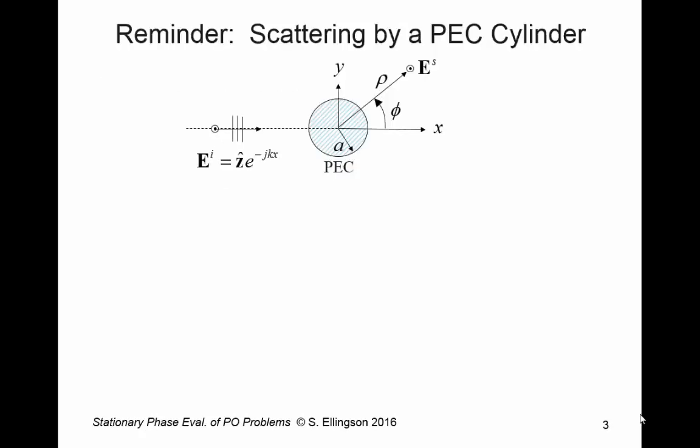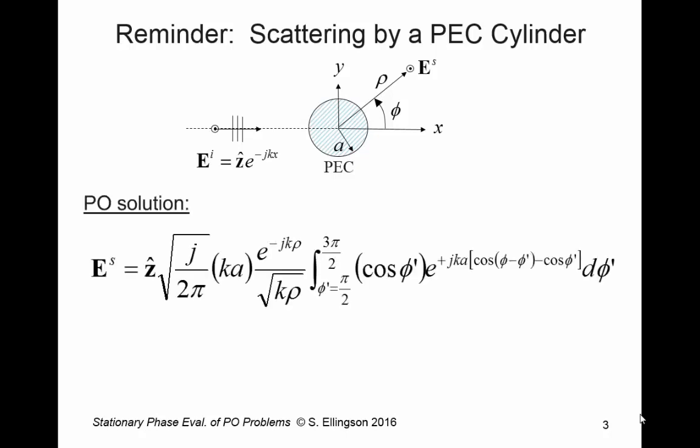Okay, so here's the problem we worked in a previous lecture, that of a uniform plane wave incident on a perfectly conducting cylinder having radius a. And this is a two-dimensional problem, and we worked it as a two-dimensional problem. The physical optics solution that we obtained is shown here. It's quite simple. It reduces to a bunch of constants, a cylindrical wave. And remember, this is the far field solution, so we should expect to see such a thing. And then the integral, which provides the scattering pattern.